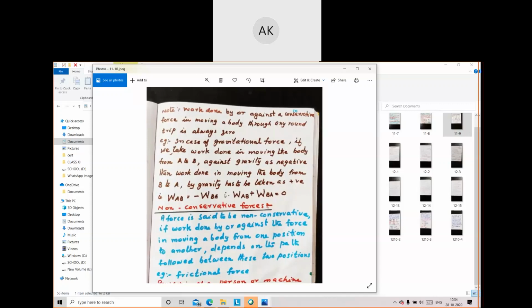Suppose we are taking that as WAB. You can see in the case of gravitational force, if we take work done in moving the body from A to B against the gravity as negative, work done to move the body from B to A, we have to take positive. Any one you take positive, otherwise the opposite will be negative. So in this example, work done to take the body from A to B against gravity is taken negative, then do we need to do any work?